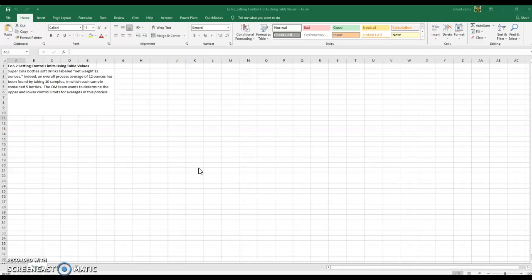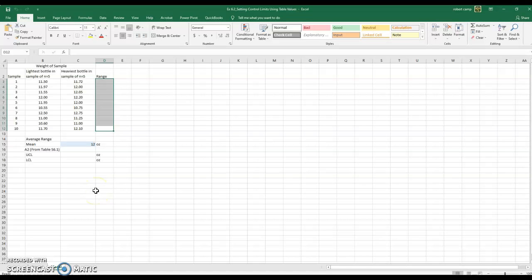So we're looking at Super Cola bottle soft drinks labeled net weight 12 ounces. Indeed, an overall process average of 12 ounces has been found by taking 10 samples, in which each sample contains 5 bottles. So the operations management team wants to determine the upper and lower control limits for the average in this process.